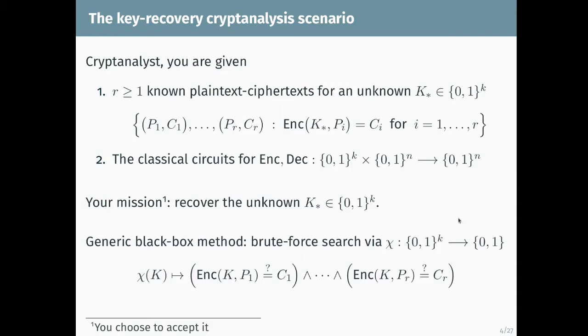This can be formulated as a search problem by constructing a function chi, which accepts the key and outputs 0 if it isn't the search target, i.e. the key we're looking for, and 1 if it is the key we're looking for. Explicitly, we can construct chi by creating a function where we input a candidate key, k, and then we perform R separate tests. Each test consists of taking a plaintext, encrypting it under the key, and checking whether it matches the corresponding ciphertext.